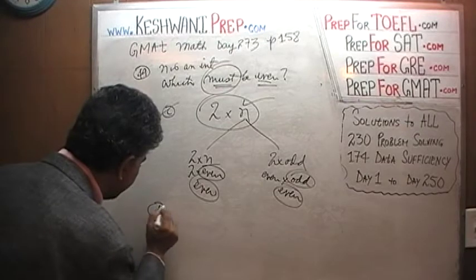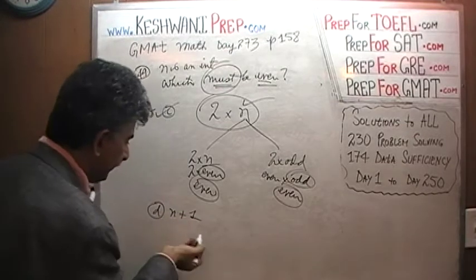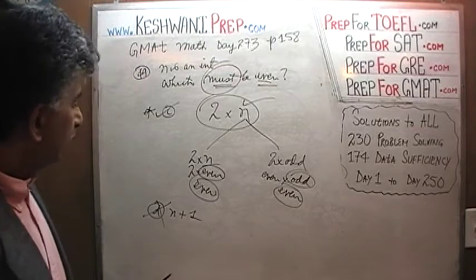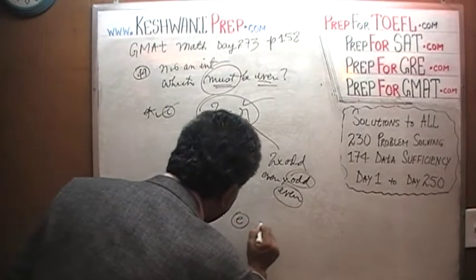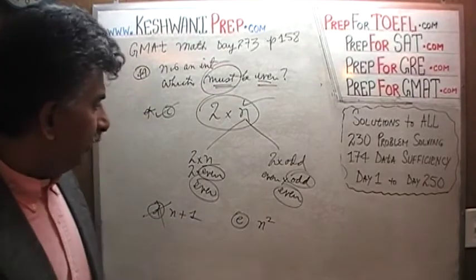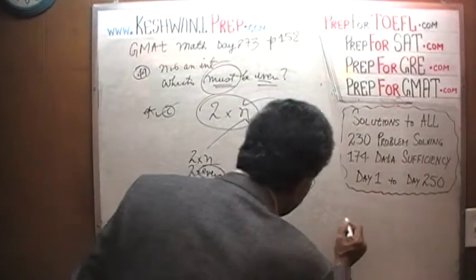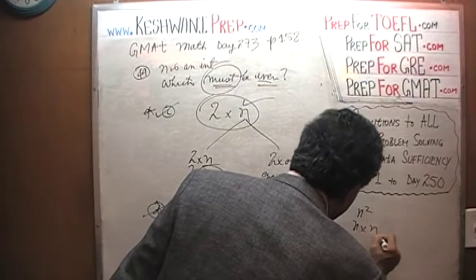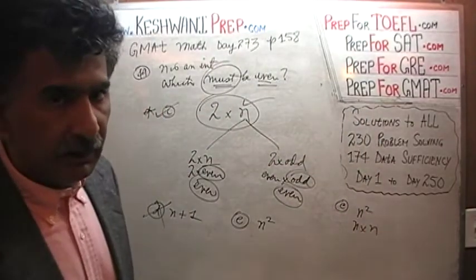D says n plus 1. That's just nonsense. It depends on the value of n. How can we tell that it is even? Answer choice E says n squared. Well, n squared will depend on the value of n. Let's look at n squared here, which is simply n times n. That will depend on whether or not n is even or odd.